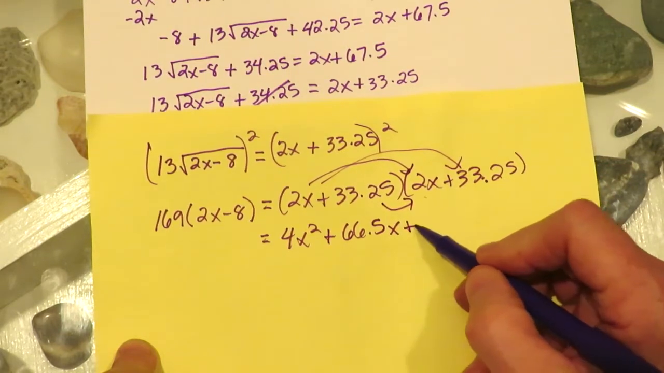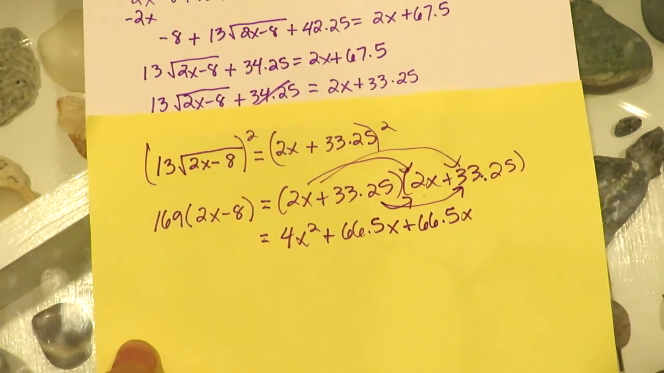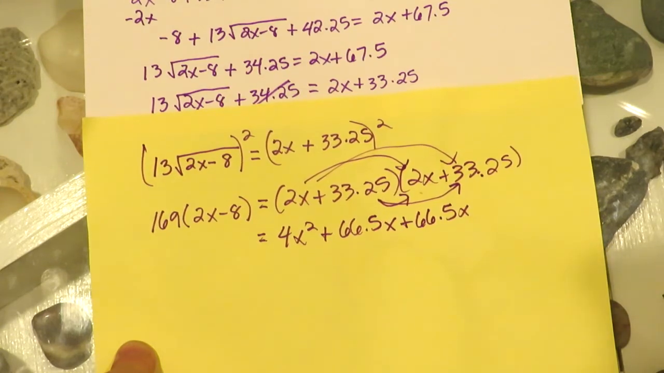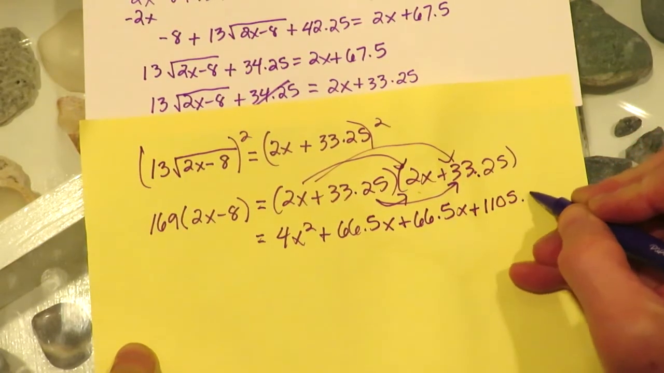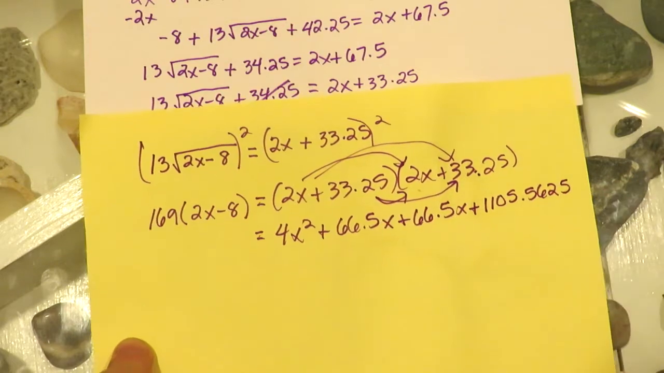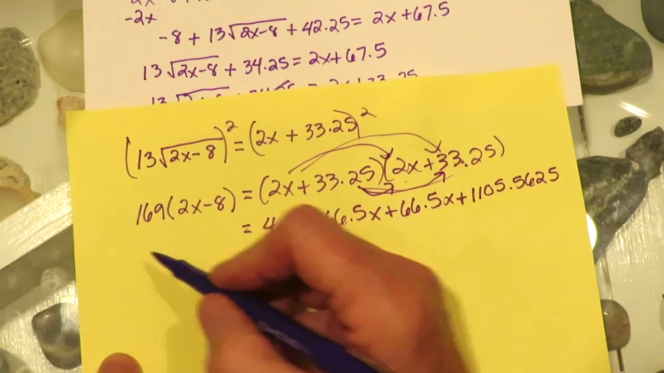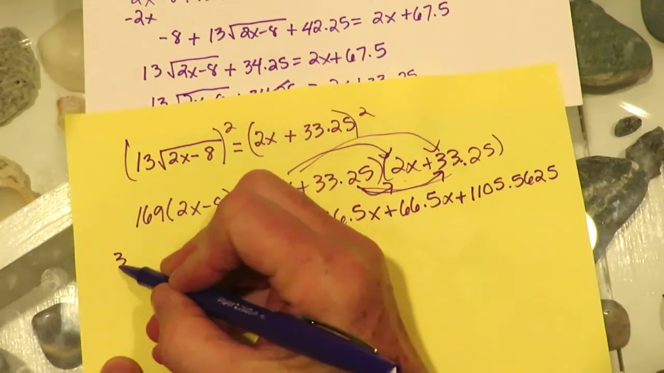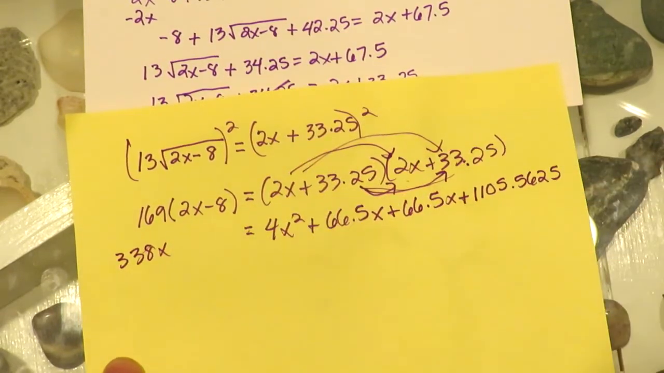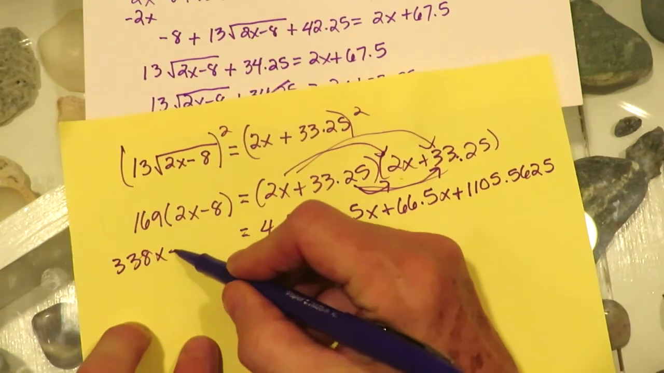And then I will get a second 66.5x. And then 33.25 times itself is 1,105.5625. And that was the last times the last. And that will equal 169 times 2 is 338. And 169 times 8 is 1,352.